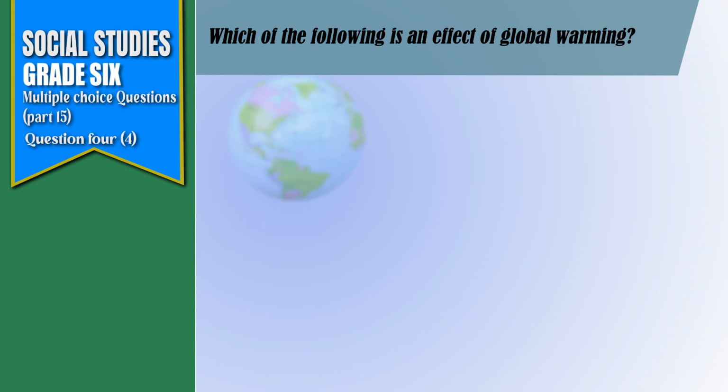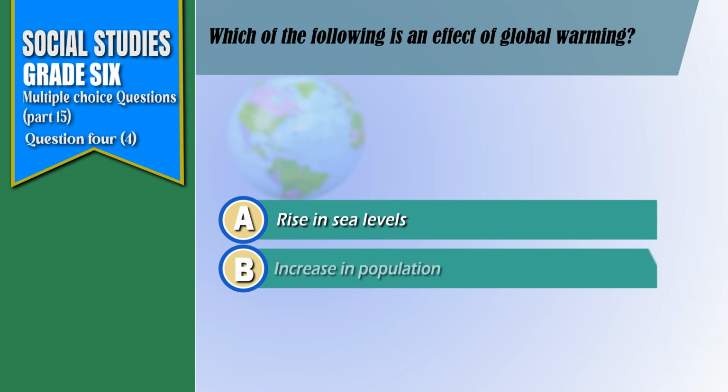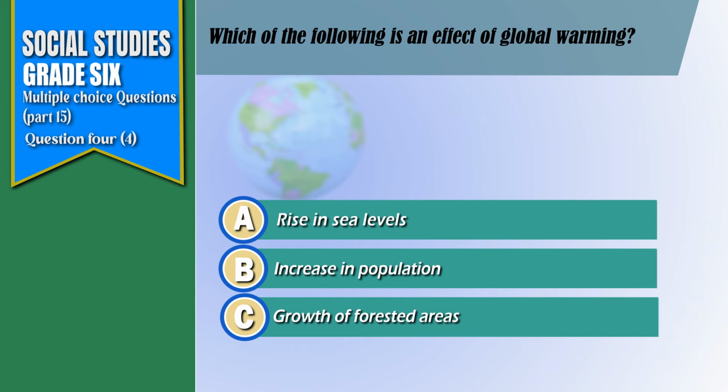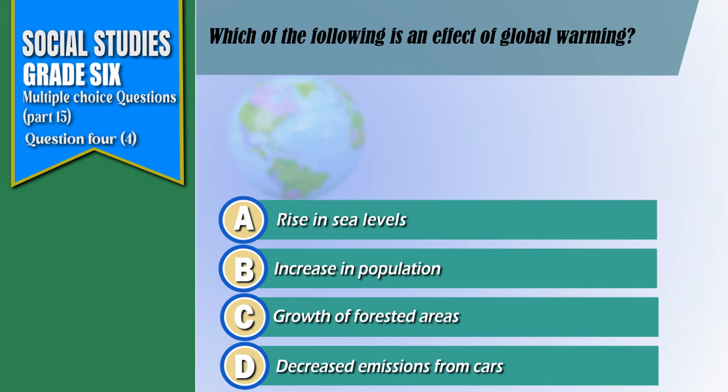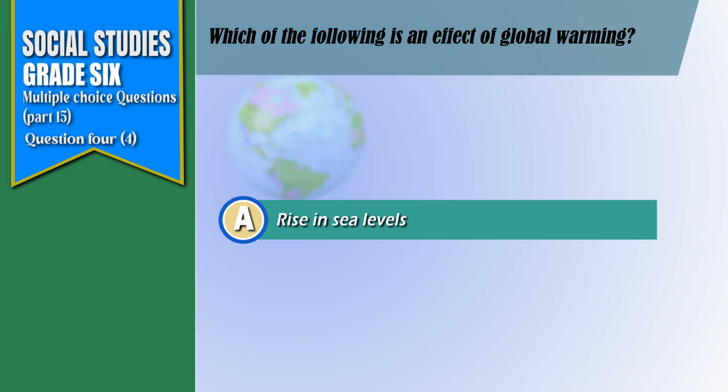Question 4. Which of the following is an effect of global warming? A, rise in sea levels, B, increase in population, C, growth of forested areas, or D, decreased emissions from cars. The answer to question 4 is A, rise in sea levels.